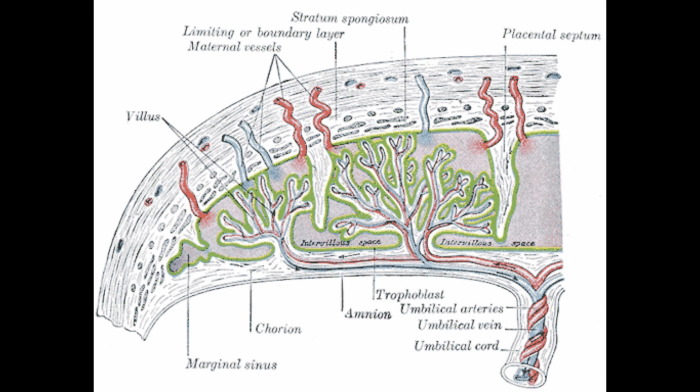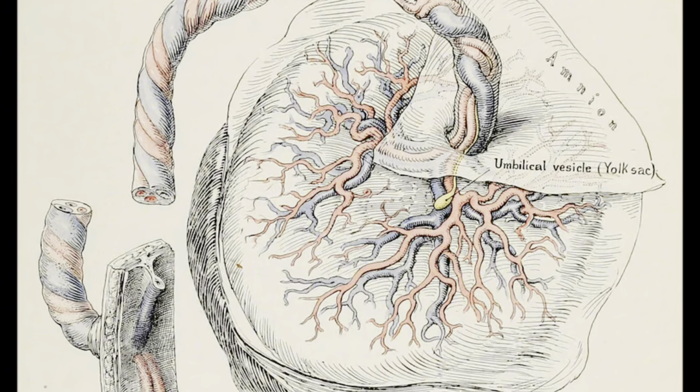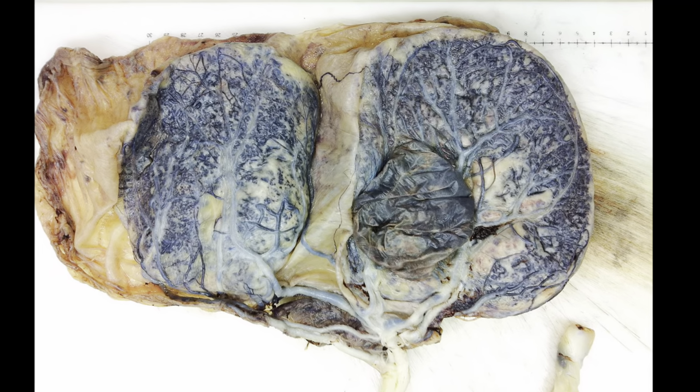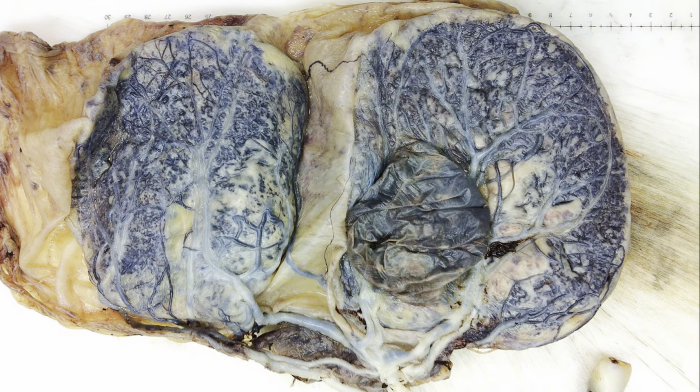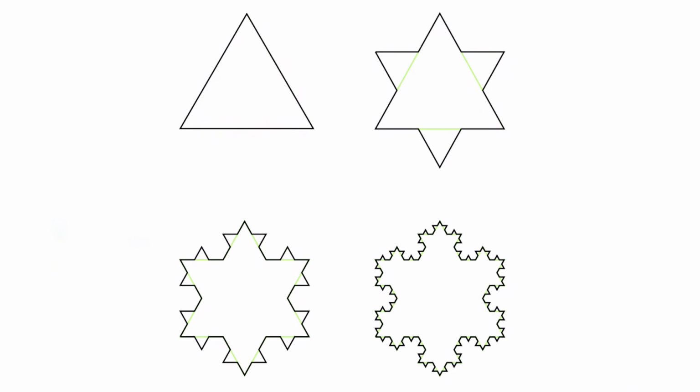The placenta uses a similar branching design to increase surface area without increasing volume, maximizing the exchange of oxygen and nutrients between the mother and the baby. A Koch snowflake is a great way to show the same idea, just on a 2D scale. These are the stages of a Koch snowflake.